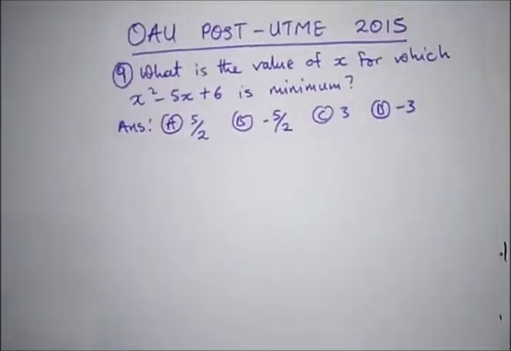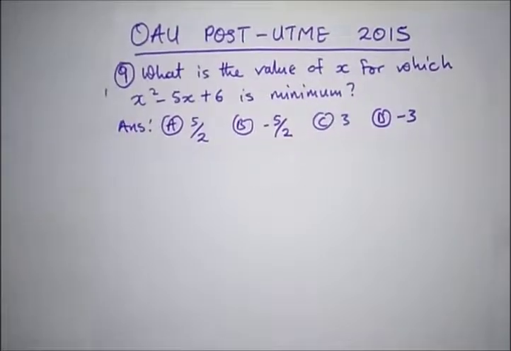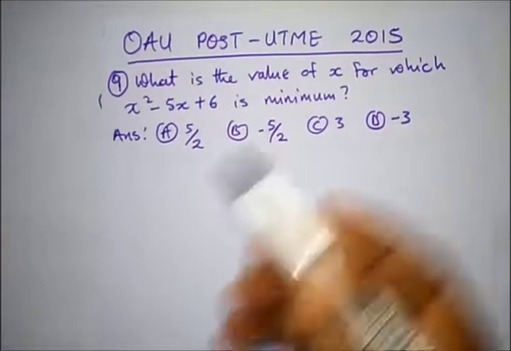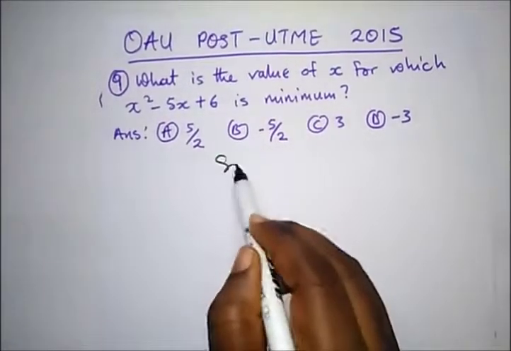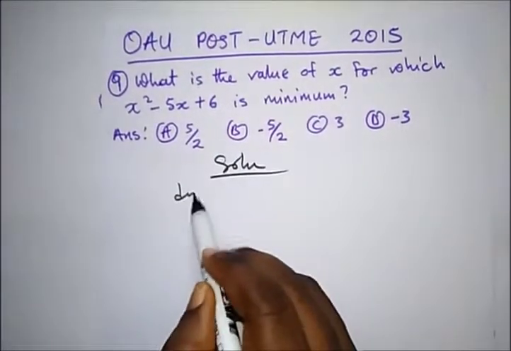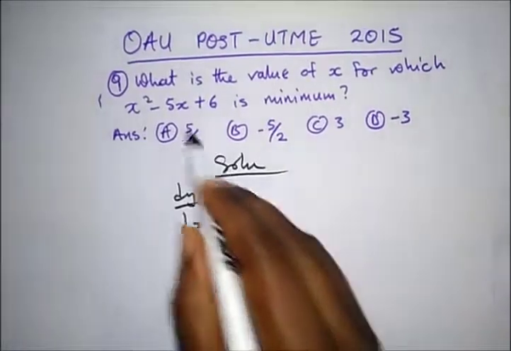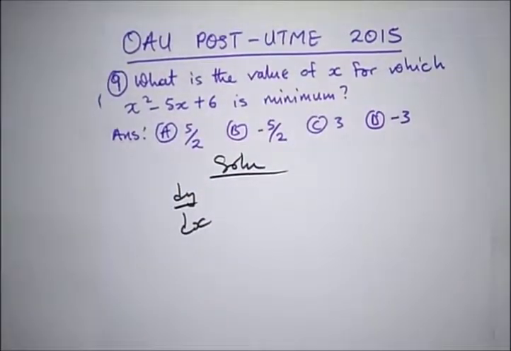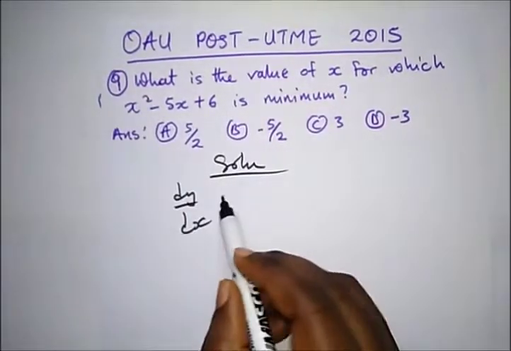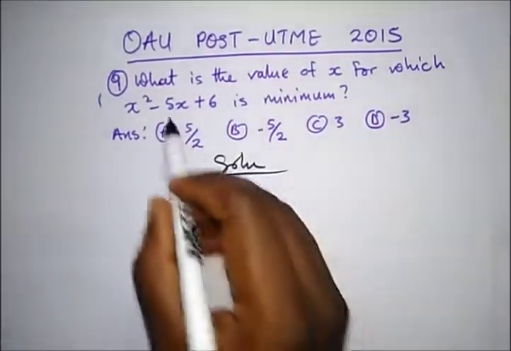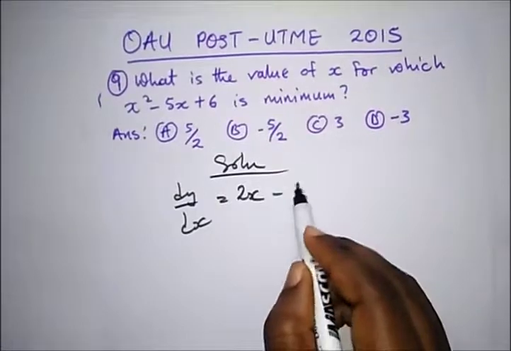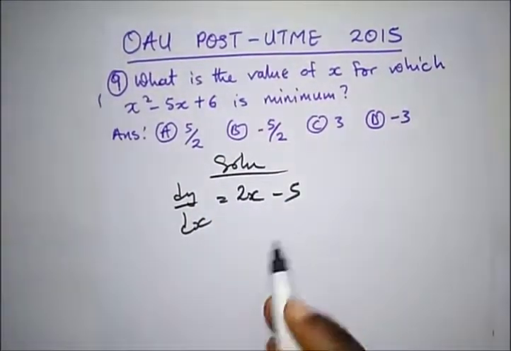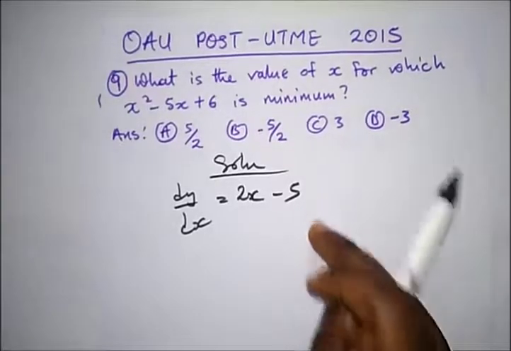Our next question says, what is the value of x for which x squared minus 5x plus 6 is minimum? What this is saying is, differentiate. Find dy/dx of this. Remember, this is differentiation, so this will be 2x, and the differentiation of this will just be minus 5, and this will be 0. And this is at the turning point.